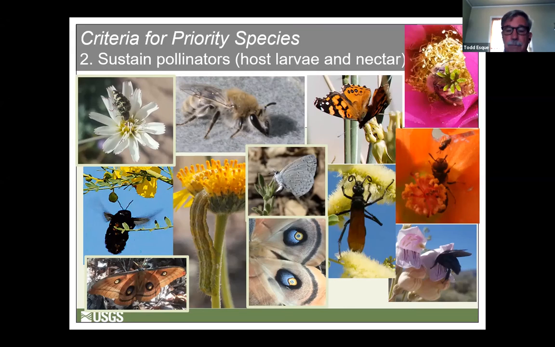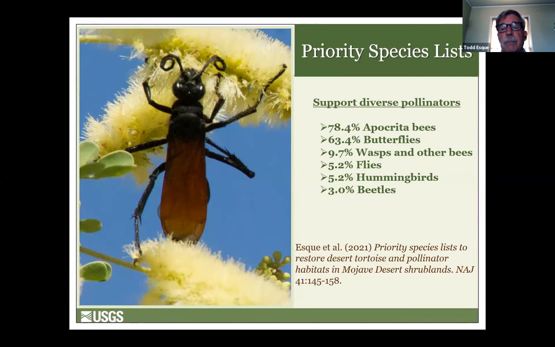And it turned out that almost 80% of them were regular bees, what you would call regular, various native bees. Plus percent of the use was by butterflies of the plant species available. Wasps and others are about 10%. Flies and hummingbirds, a really small percent, really. And then even beetles were included in that list.